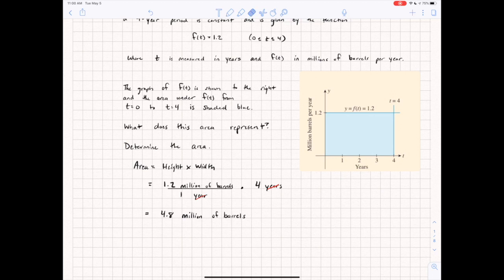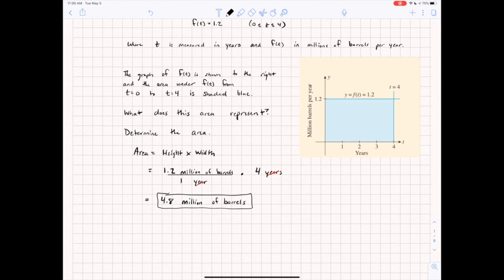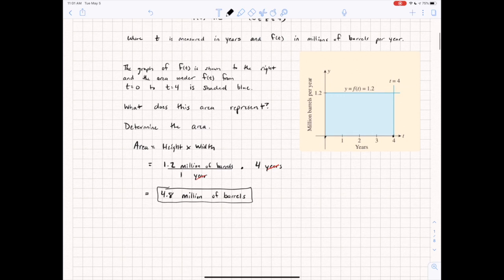Millions of barrels. In other words, it tells me the exact amount of consumption by the 4th year. And so this is what the area essentially represents: if you find the area underneath a function to the x-axis and bounded by some value on the left and right, like here, where we create some kind of shaded region, then what the area represents is an accumulation of a quantity, whatever that we're measuring.